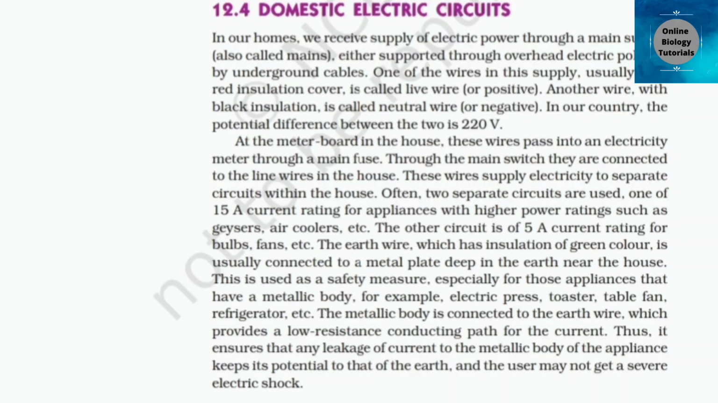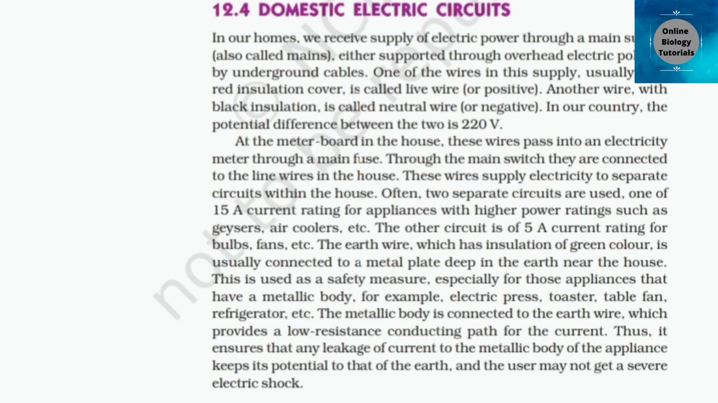12.4 Domestic electric circuits. In our homes, we receive supply of electric power through a main supply, also called mains, either supported through overhead electric poles or by underground cables. One of the wires in this supply, usually with red insulation cover, is called live wire or positive. Another wire with black insulation is called neutral wire or negative. In our country, the potential difference between the two is 220 V.